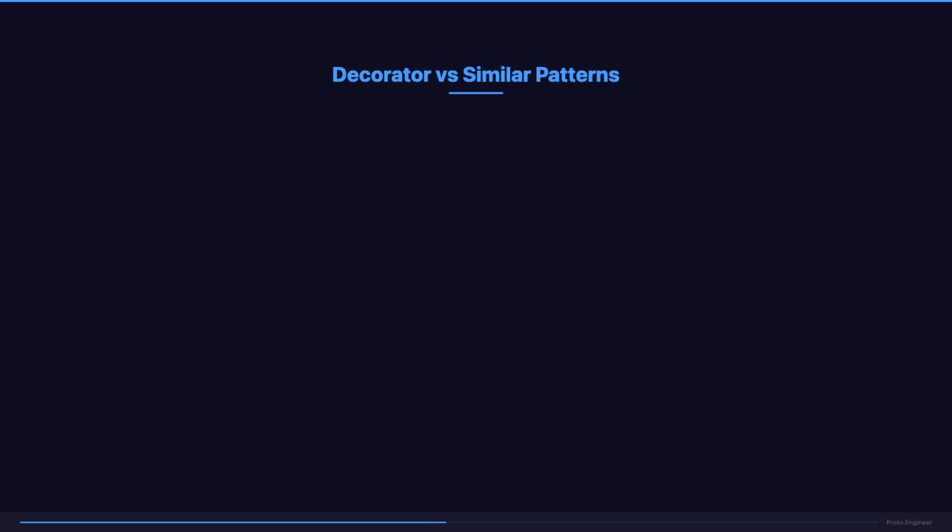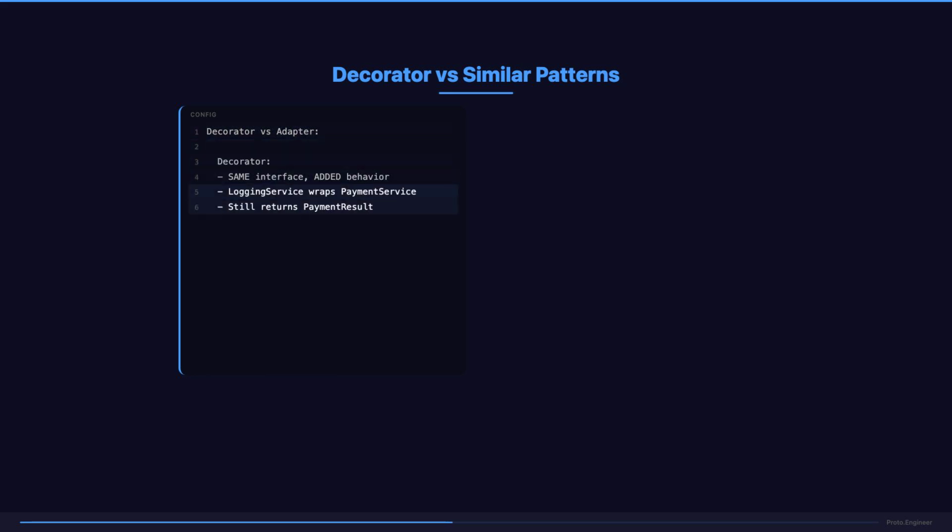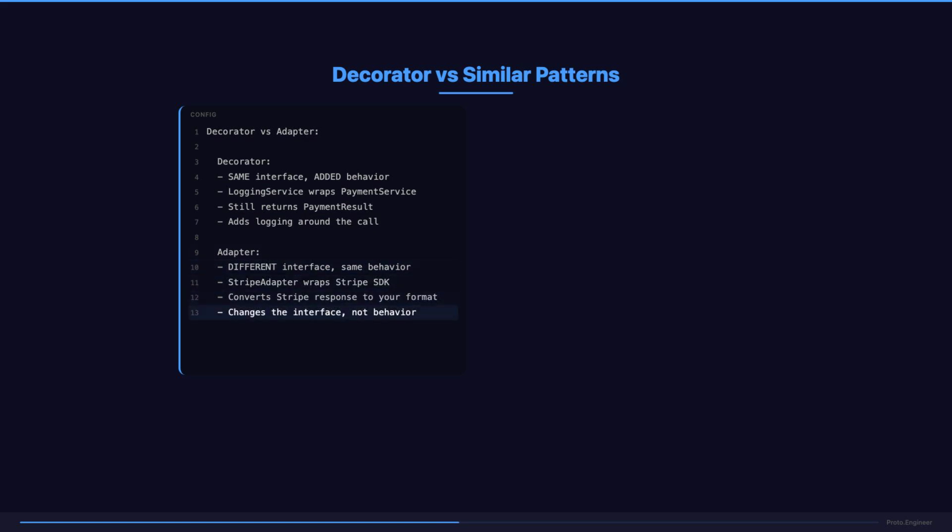Decorator is often confused with other patterns. Decorator versus adapter. Decorator keeps the same interface and adds behavior. Adapter changes the interface to make incompatible things work together. A logging decorator on a payment service still returns a payment result. An adapter for Stripe converts Stripe's response into your payment result format.